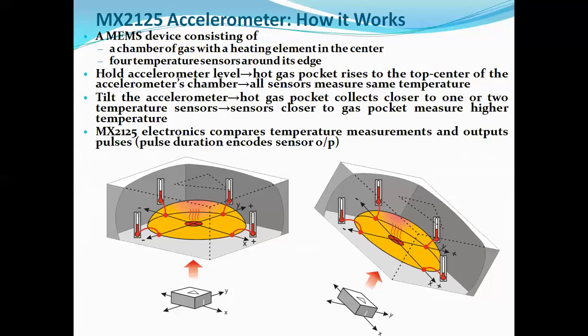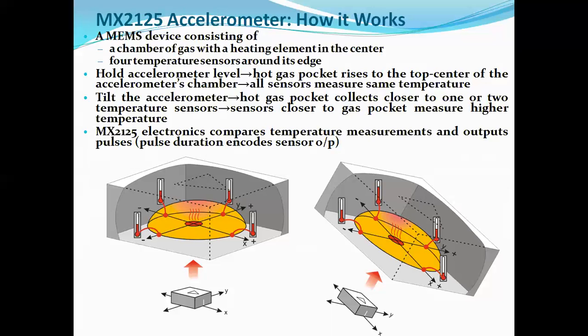And here, hold the accelerometer level, then tilt the accelerometer. The MX2125 electronics compares the difference in measurements and generates the output pulses. This pulse duration determines the sensor outputs.